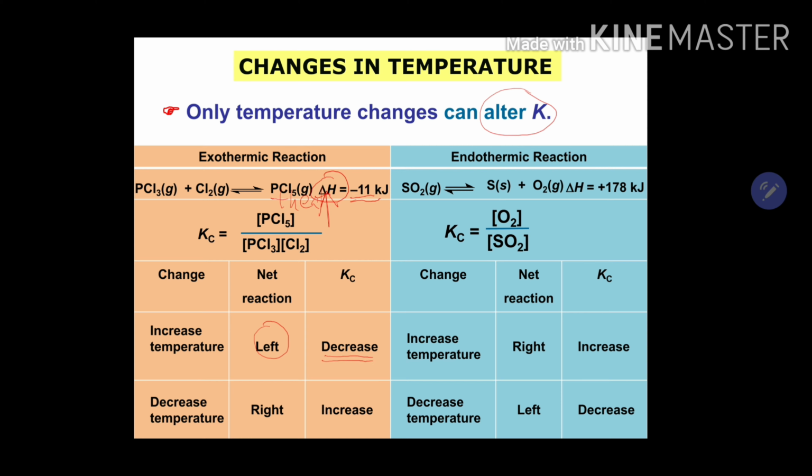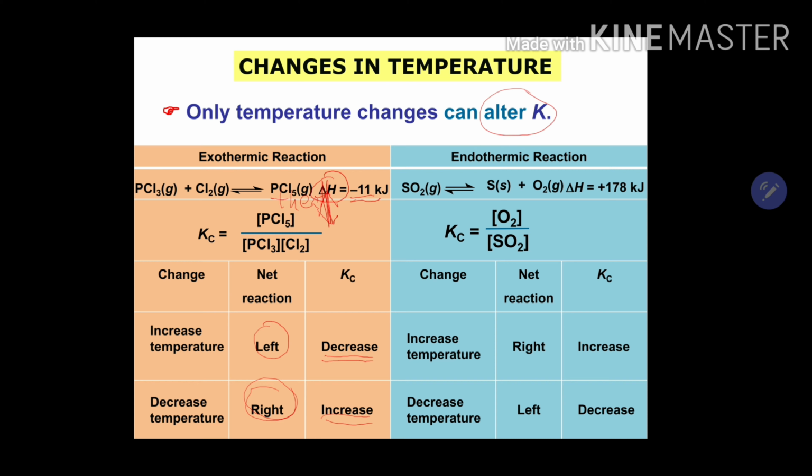If we decrease the temperature, it means the heat is decreased. So when the heat is decreased, the system will increase heat. How to increase heat? The system will shift to the right. So if it shifts to the right, the Kc will increase.